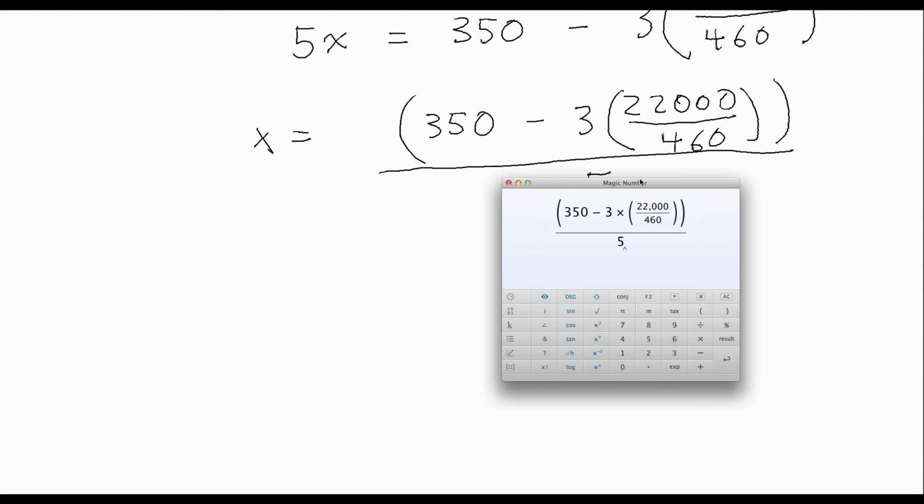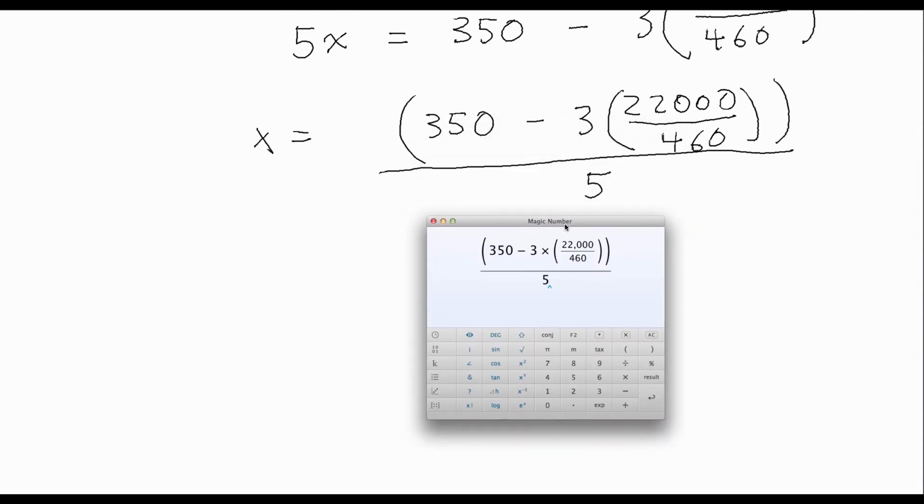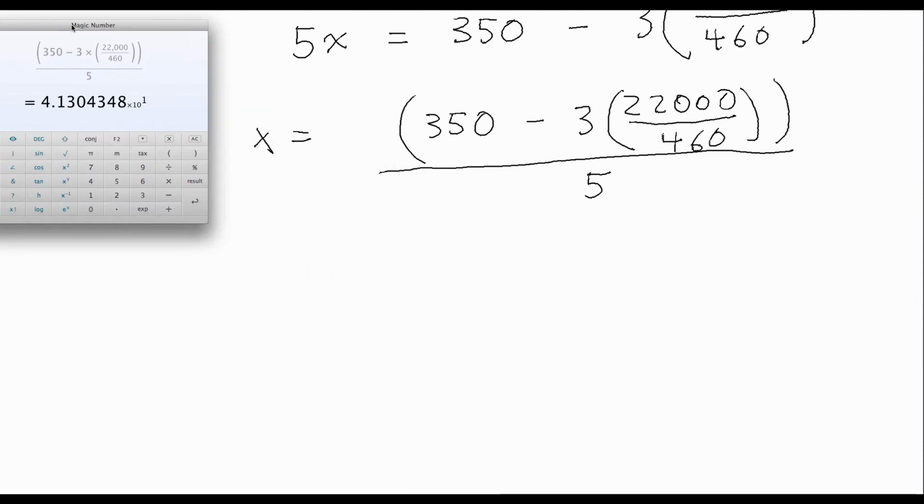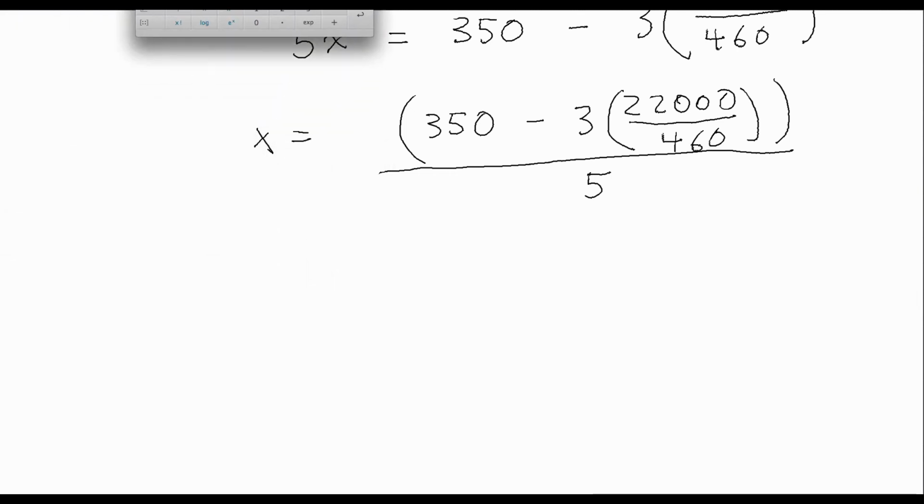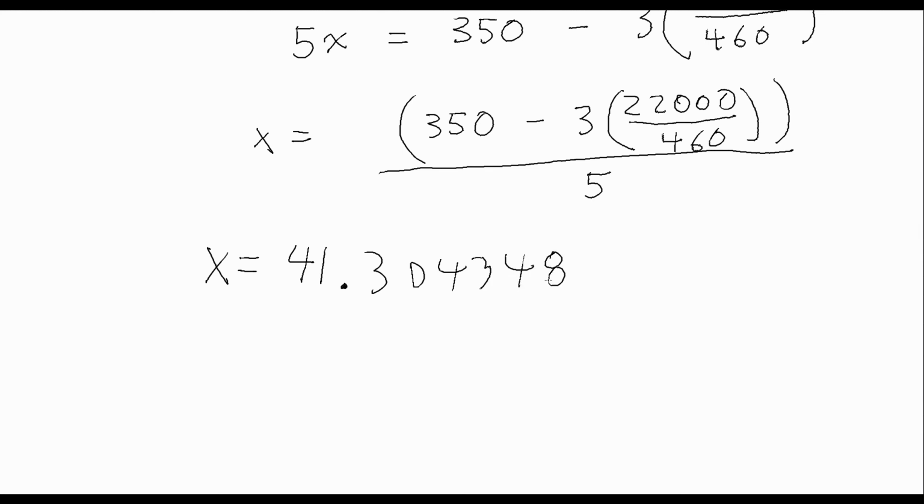Now watch this beautiful thing. If you look at what I wrote with my bare hands up top, and what's appearing in my machine, they're identical. If you have a good understanding of mathematical notation, this will never be a problem. So I'm going to put faith in this calculator, and I come up with this number. It says that x is actually equal to 41, and I'll use decimal notation, .304348.